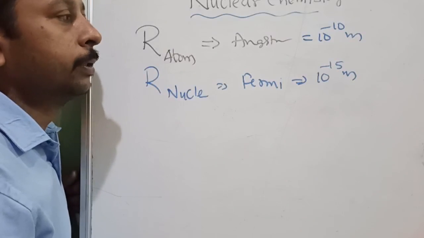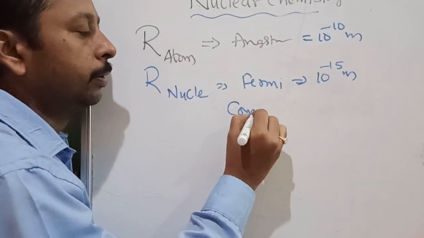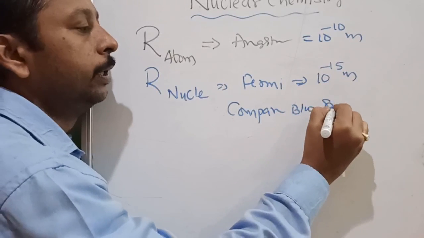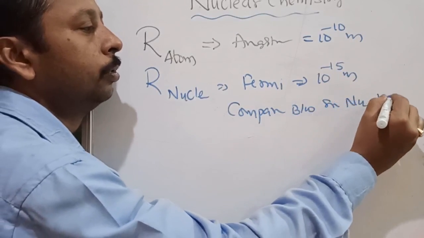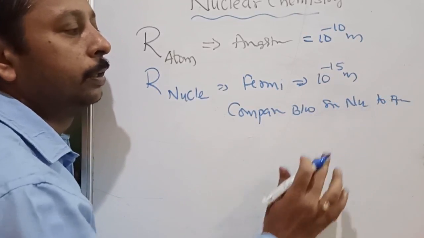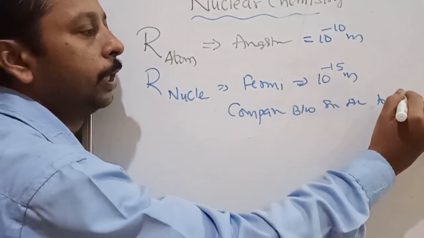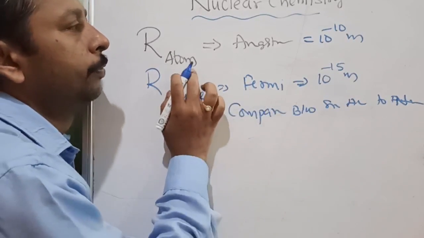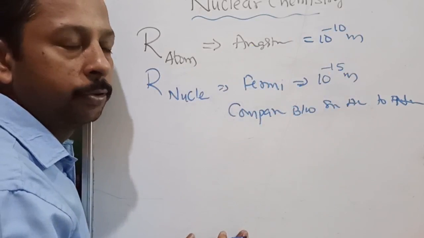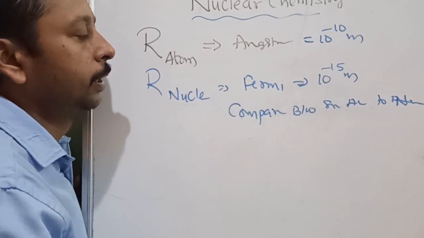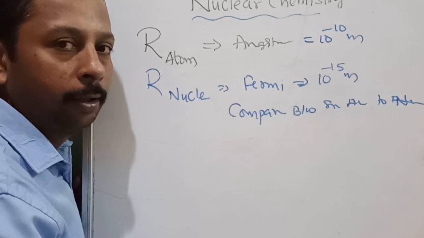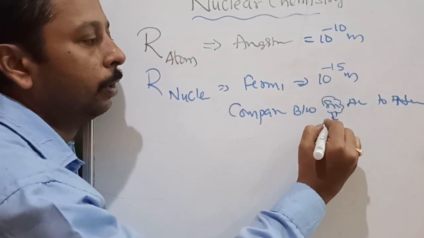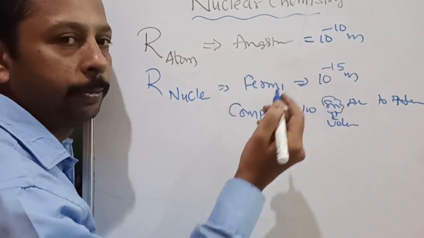Now if somebody asks what is the comparison between the size of the nucleus and the size of the atom, otherwise the size of the atom to the size of the nucleus, then people will write that the size of the atom is 10 to the power of 5 times more than the size of the nucleus. That's very wrong. Okay, size means volume, means to the power of 3.